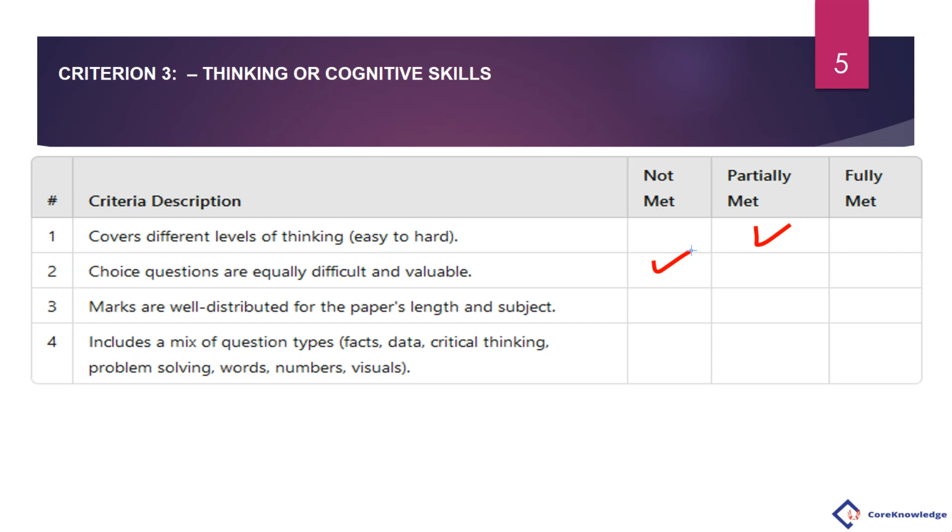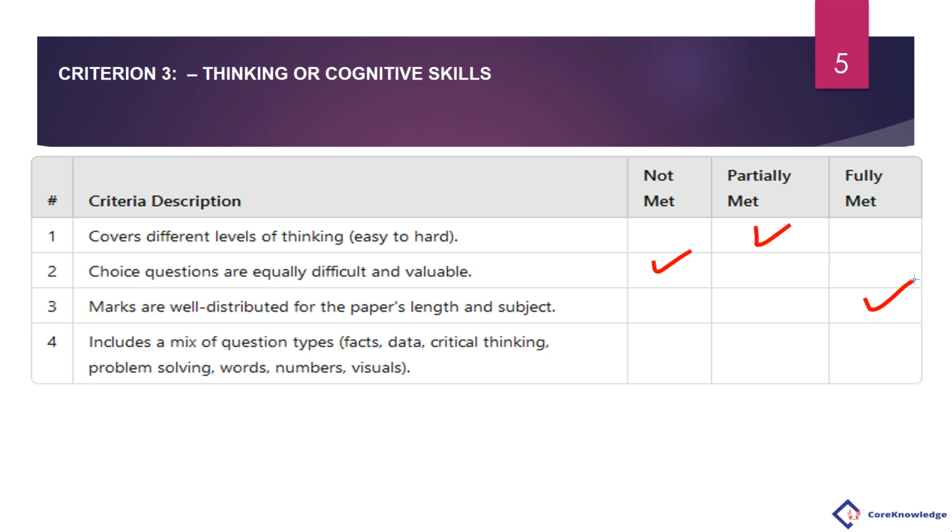Number three: marks are well distributed. For length of paper, we highlighted this area. Make sure the content, the marks, and the length are well aligned. Those questions that are of technical difficulty should be rewarded with higher marks. Multiple choice questions should be given lower marks, like 2 marks or 3 marks. The technical questions, in terms of time and length, should be awarded a little bit higher marks. Now, if you feel this has been met, then you should tick.